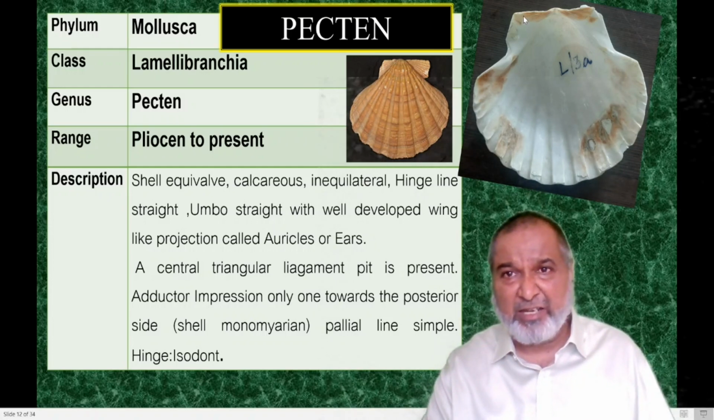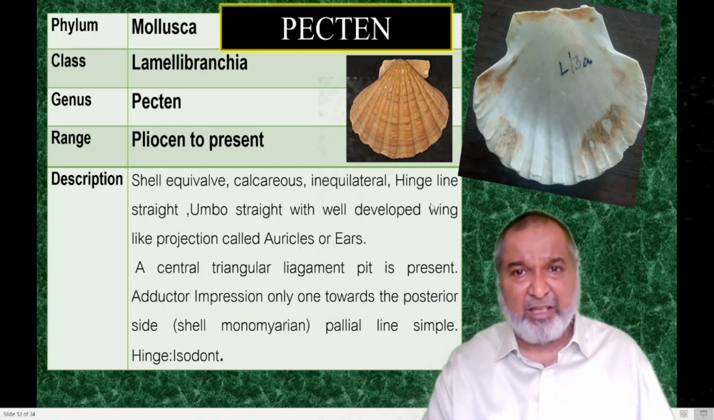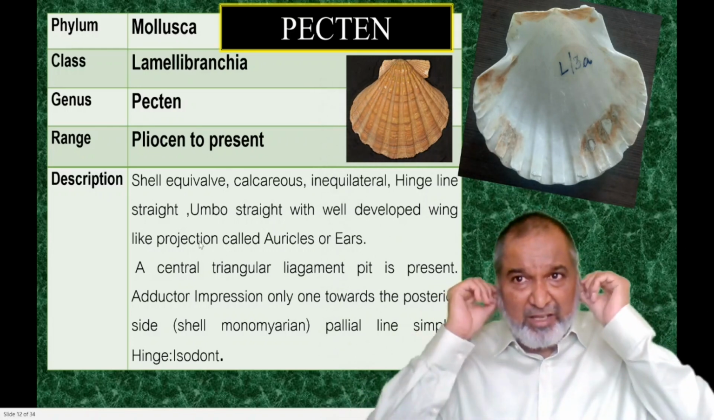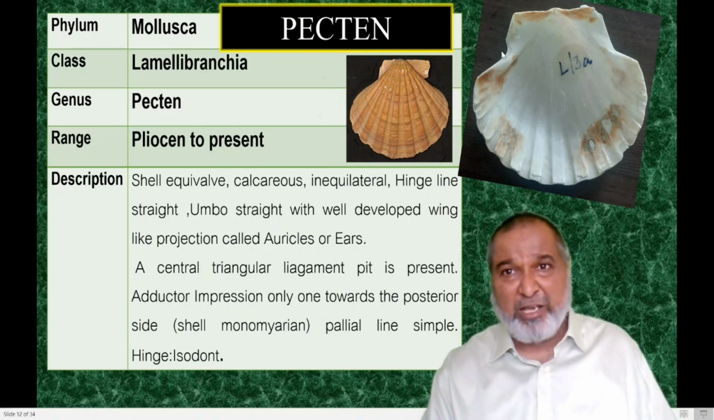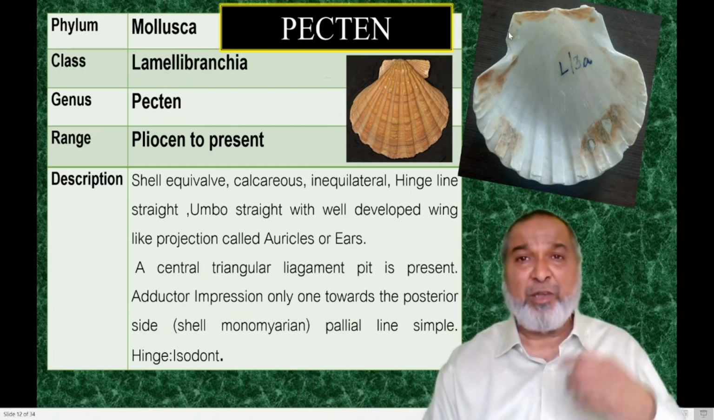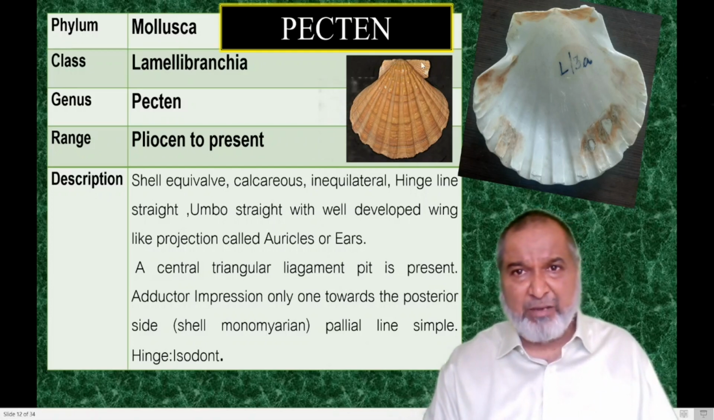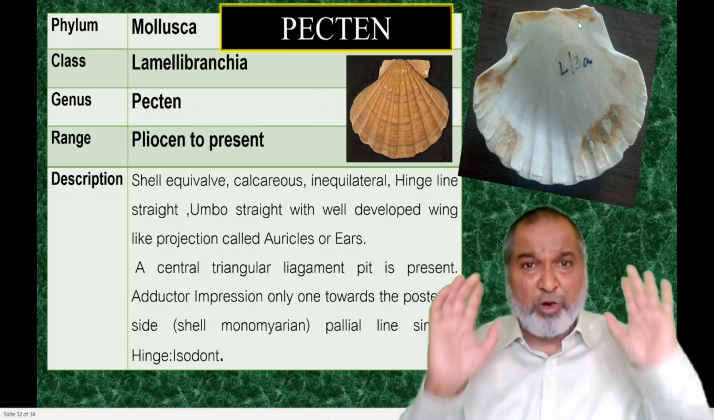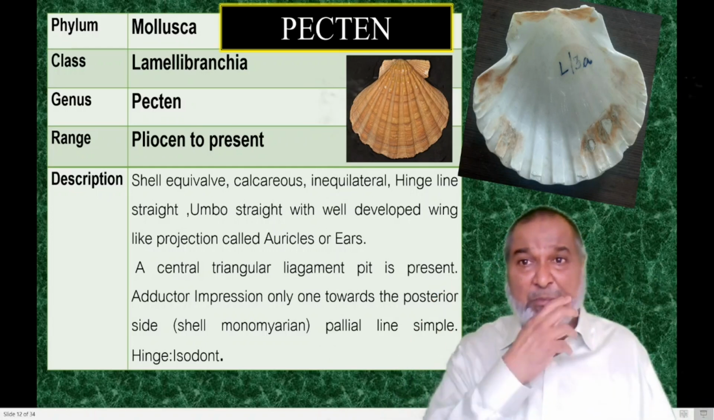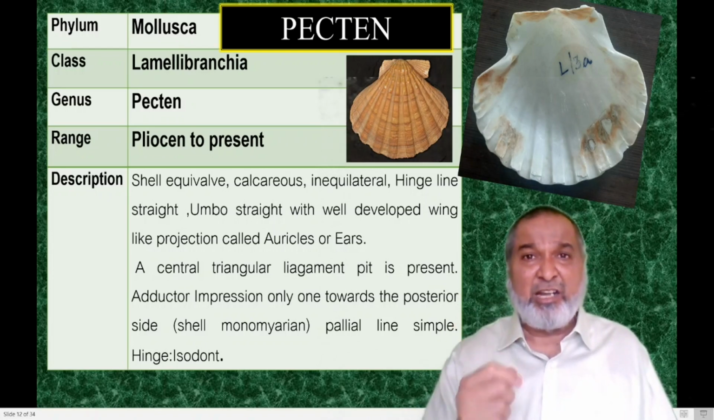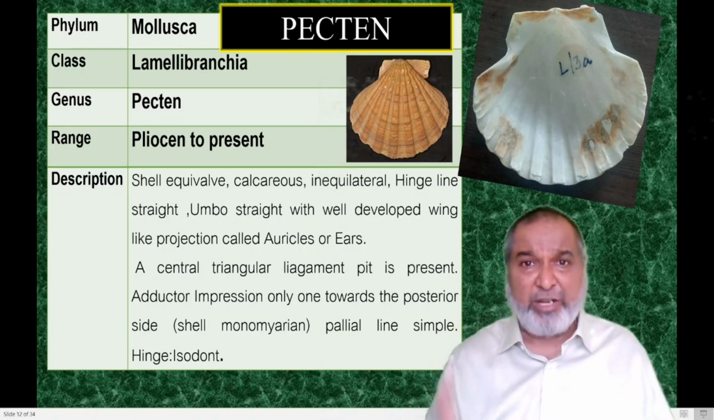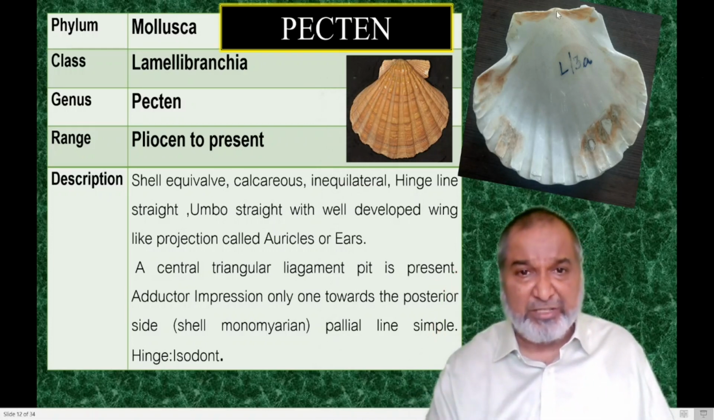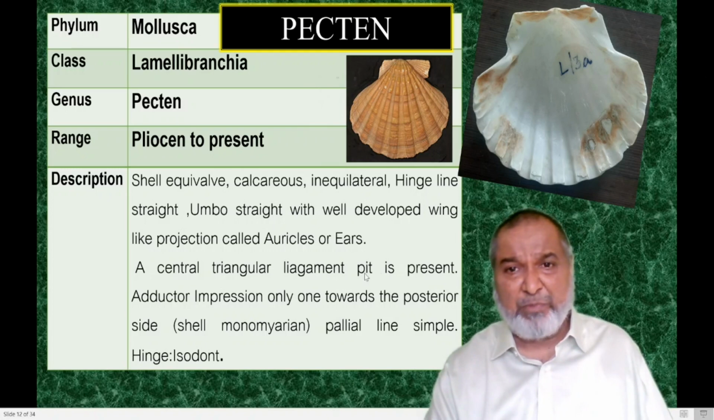The hinge line is straight, you can see now, and there are well developed wing-like projections. These are the two wings. In the labeling we call them ears, or auricles. Sometimes both are equal, sometimes one is bigger and one is smaller, but these are the auricles. You have to remember, the very important identification for Pecten is that they have auricles or ears, and only one muscle impression is there. Yes, a central triangular ligament pit is present.